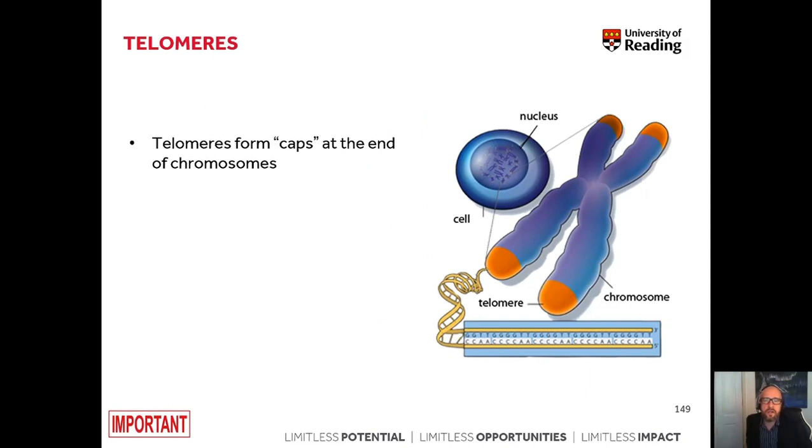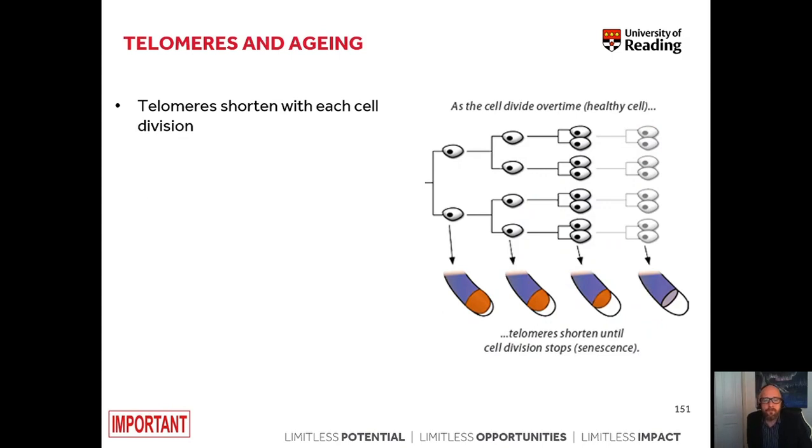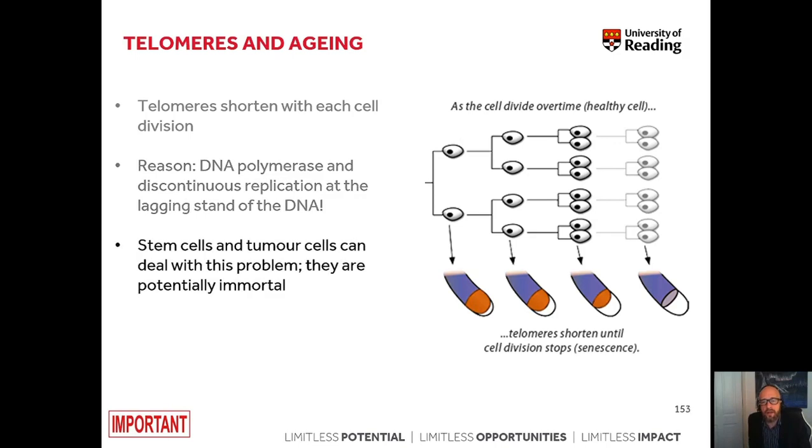Telomeres, in contrast, are caps at the ends of each chromosome, and they contain a very unique repetitive sequence called the telomere tandem repeat, and we have quite a lot of them. Importantly, those caps shorten with each cell division, so our telomeric repeats are becoming shorter and shorter, and this is due to the replication problem we discussed in one of our previous lectures. DNA polymerase can only read DNA in one certain direction, and this results in an overhang at the DNA.